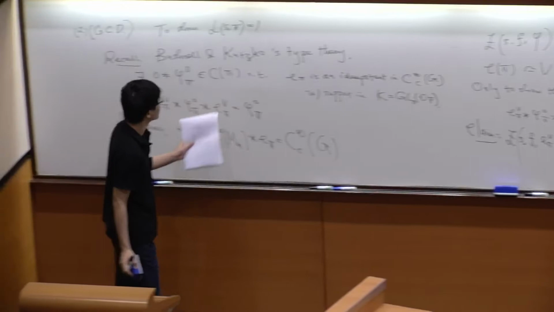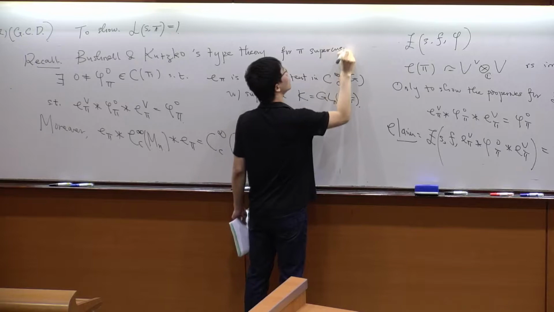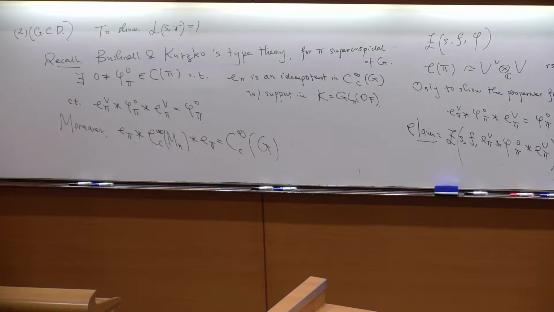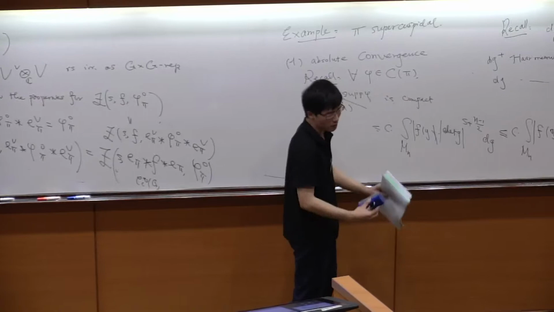Supercuspidal, yeah, definitely. So any other questions? At least what I know is just GL, because for supercuspidal representations the explicit constructions are not known for general G. Probably for some groups it is known, but at least for GL it works well, yeah.